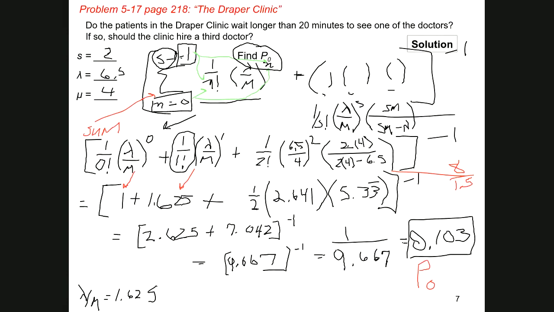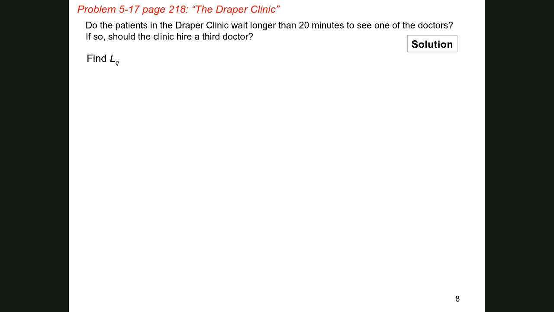Wasn't that fun? And so what is P sub 0? What this means is there's a 10% chance that when you walk into the Draper Clinic there will be nobody there, but there's a 90% chance that one or more people will be there. So that's how you can interpret that. All right, so let's go on to the next term, because we've found P sub 0. The next term that we're going to calculate is L sub Q.